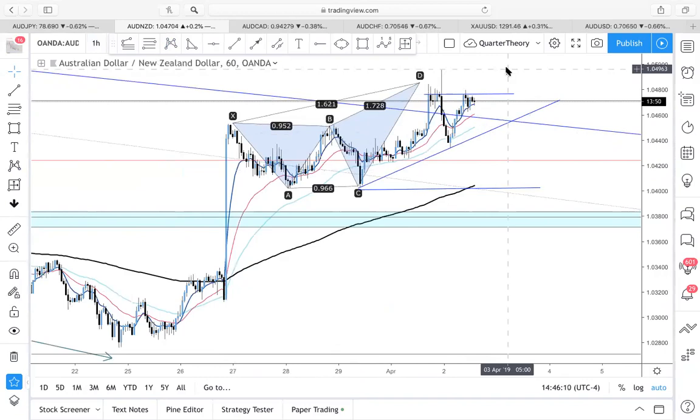So that's my take on AUDNZD for this evening.